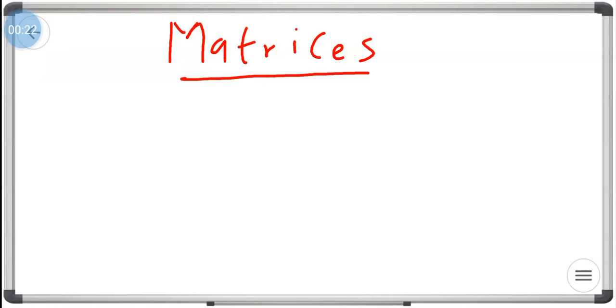Today we'll be discussing subtraction of matrices. We've done the first one where we did addition of matrices, but now we'll be discussing subtraction of matrices. Don't forget that a matrix is an ordered rectangular array of numbers enclosed within a pair of brackets.